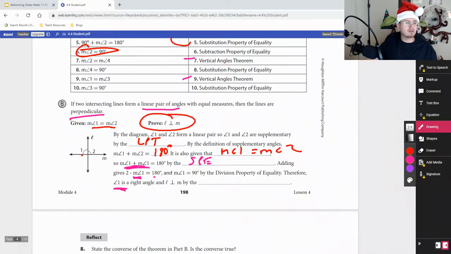Angle 1 is a right angle, and therefore, by the definition of perpendicular lines. Obviously, every linear pair is supplementary, so if they're equal, half of that's 90 degrees. And you need to know that. Like, you just have to.